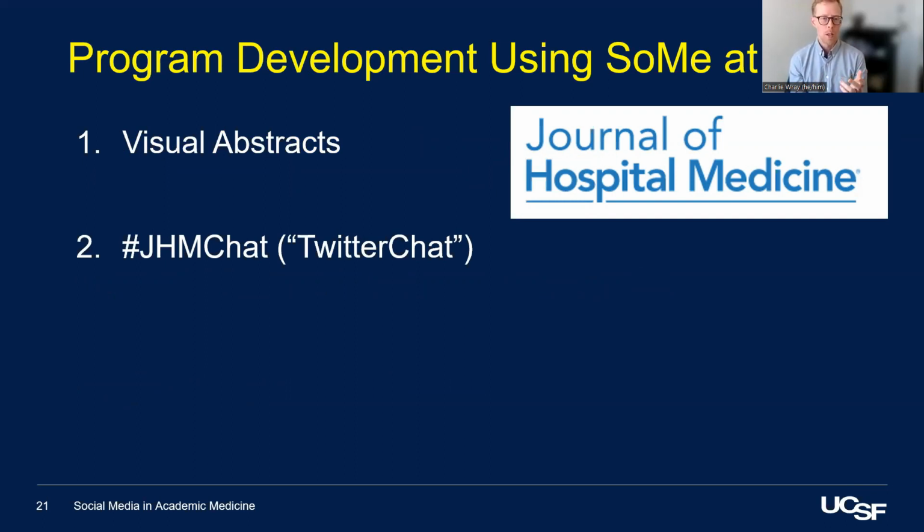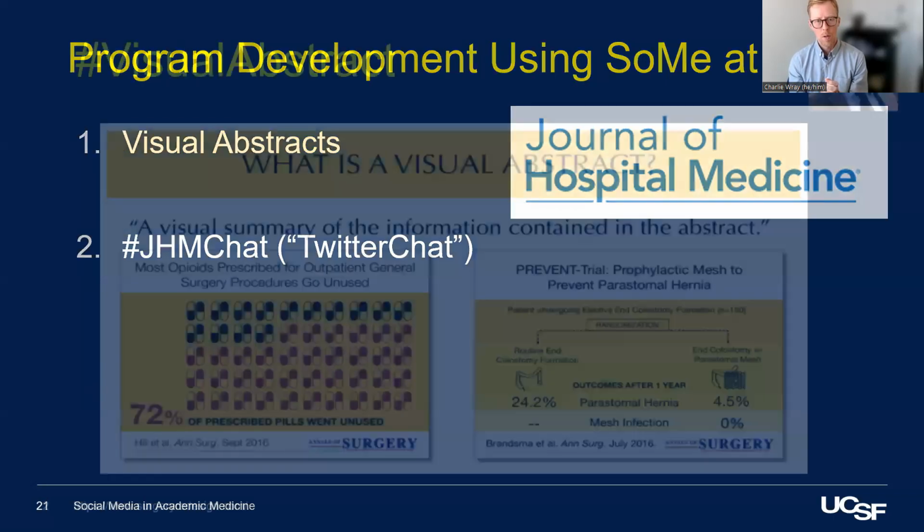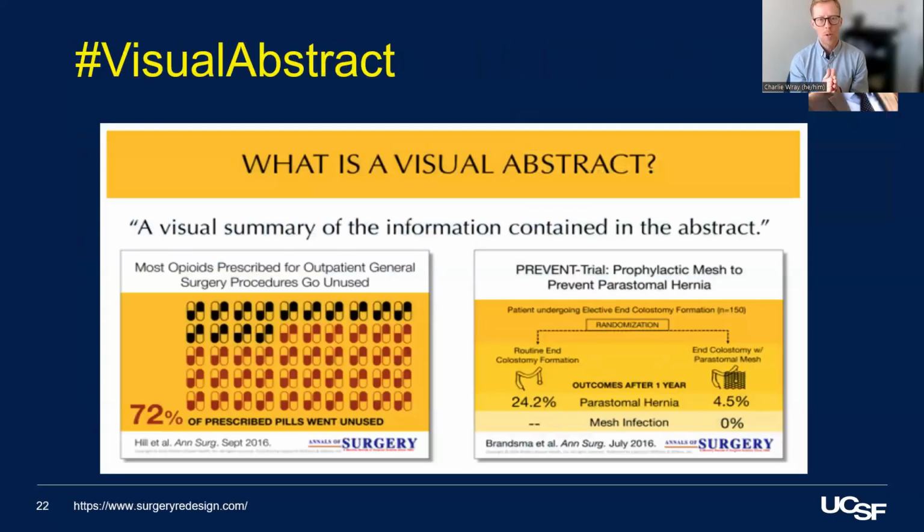And so the two things I'm really going to talk about: the first is the idea of what are called visual abstracts, and the second is our JHM chats, or our monthly online journal clubs as well. So first I'm going to talk about visual abstracts.